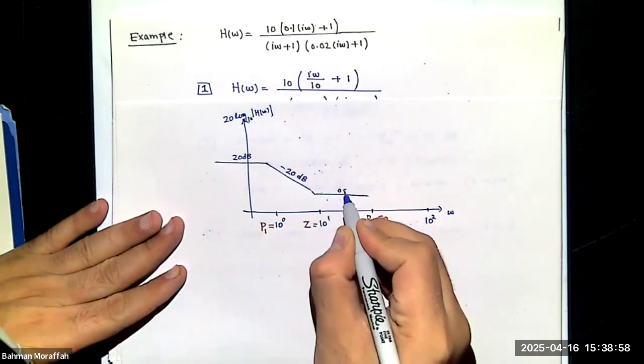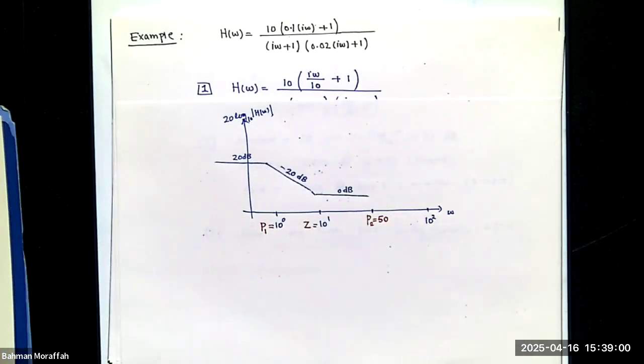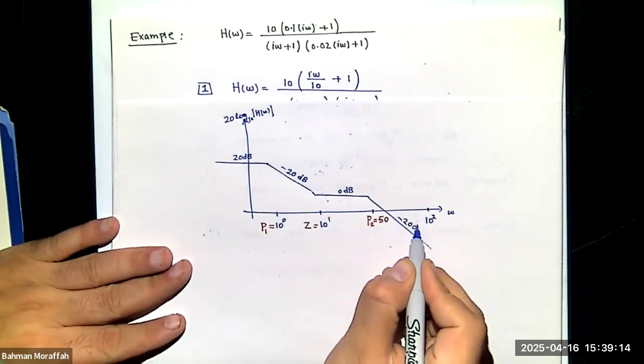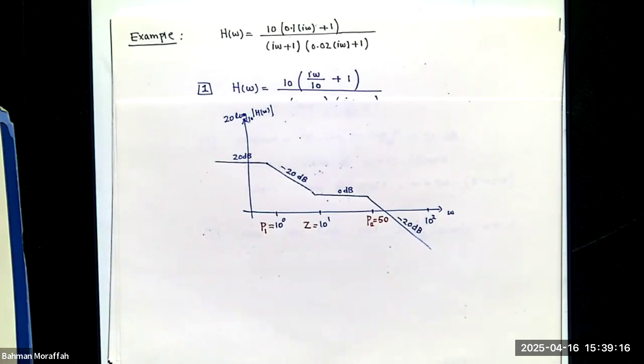And it stays at 0 till I hit my next 0 or pole. Well, in this case, it's a pole. What happens? I'm going to have to go down by 20. So I'm going to go down by 20. This is a piecewise approximation of the magnitude, 20 times log 10 of magnitude of H of omega.